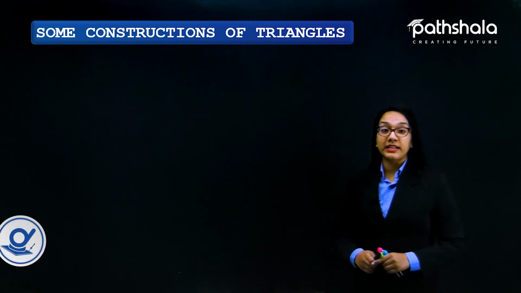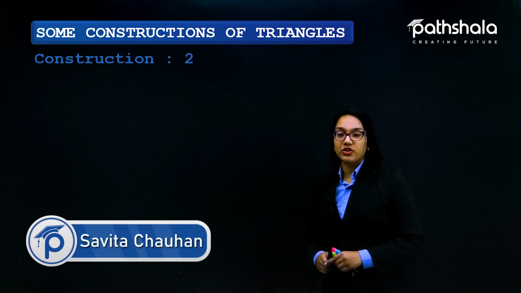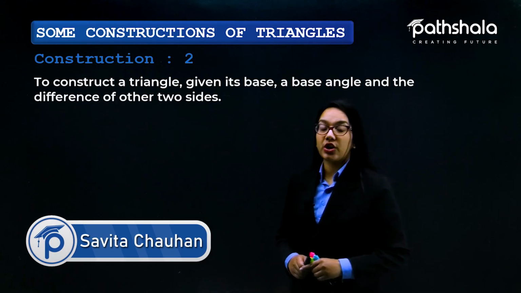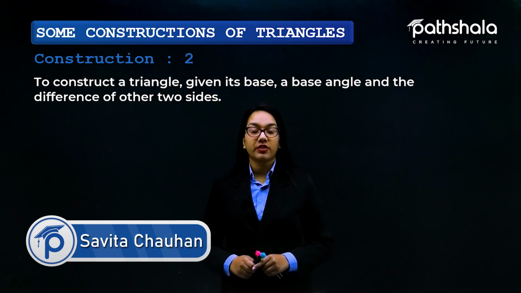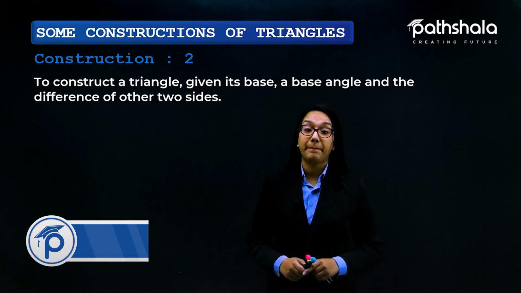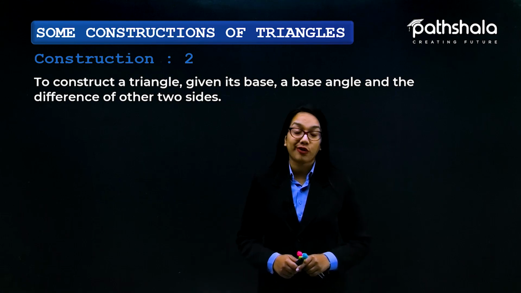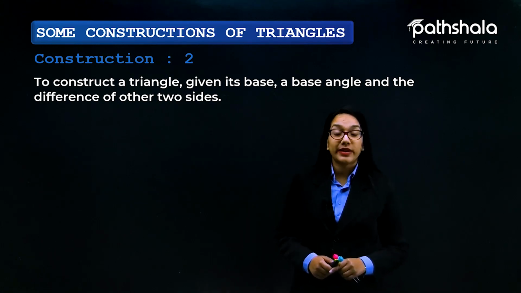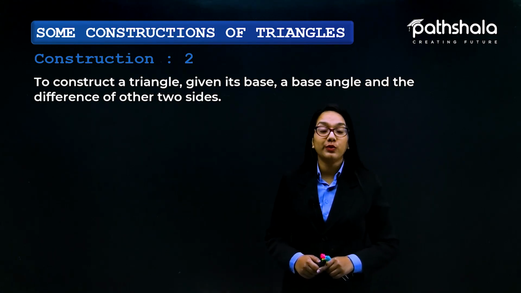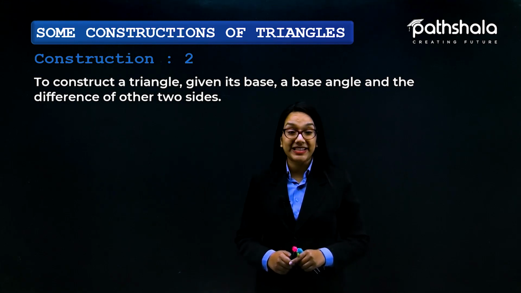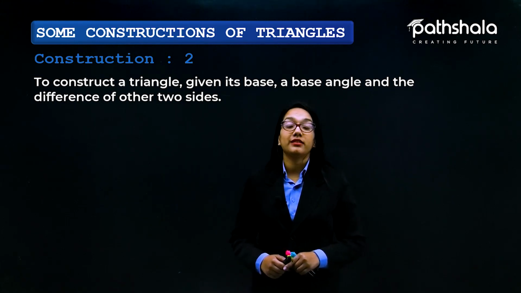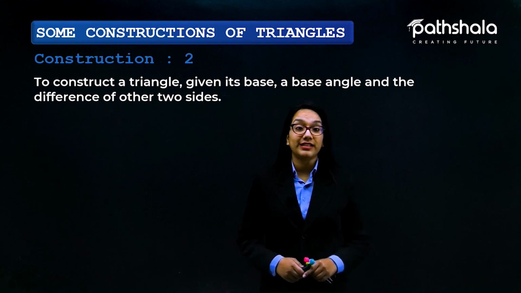Now let's see the next construction, that is construction number 2. Construction number 2 is all about how we have to construct a triangle given its base, a base angle, and the difference of the other two sides. So it says we have to construct a triangle whose base is given to us, a base angle is given to us, and the difference of the other two sides is given to us.